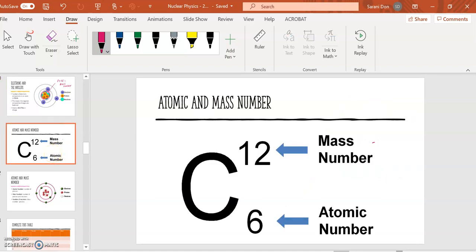If we go to this slide here, this is carbon. Hopefully you have your periodic table with you. Remember the mass number is the bigger number. The mass number will show the number of protons and neutrons when you add them together. The atomic number is the number of protons, so that's really important.